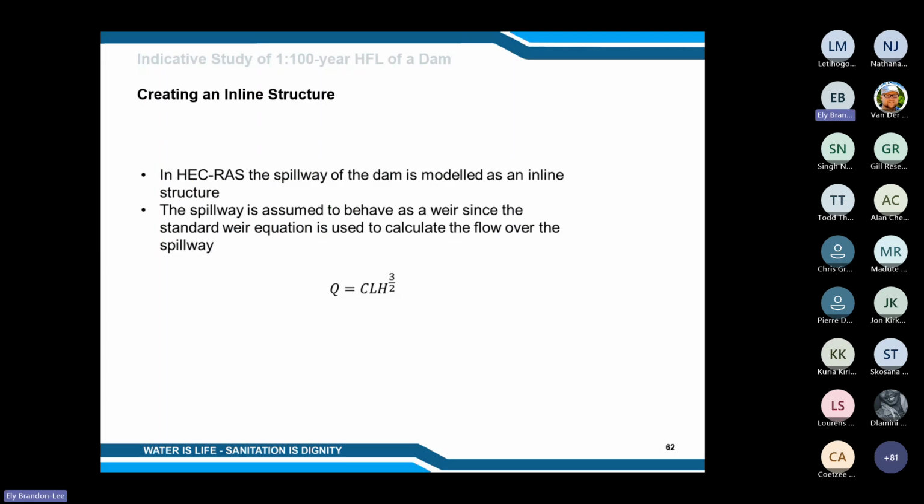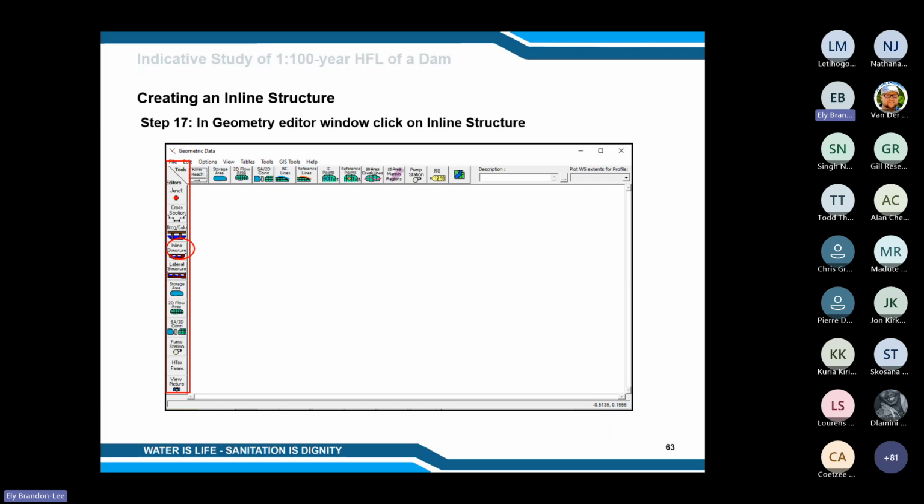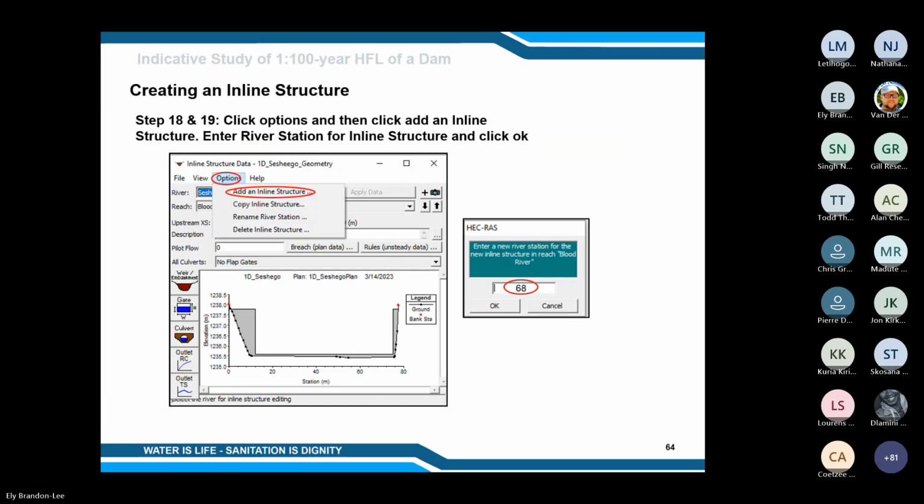After inserting the Manning's roughness value for all the cross sections, I proceeded to input the spillway of my dam in the model. I modeled the spillway by using an inline structure tool in HEC-RAS and assumed that the spillway behaved as a weir, since the standard weir equation is used to calculate flow over the spillway. I added the inline structure by going to the geometry editing interface and selecting the inline structure tool as shown over here. The window shown on the left then popped up where I selected options and then add inline structure. I then specified the station number for the inline structure.